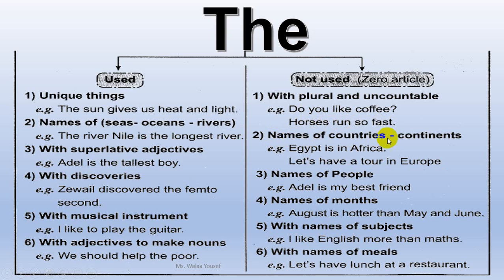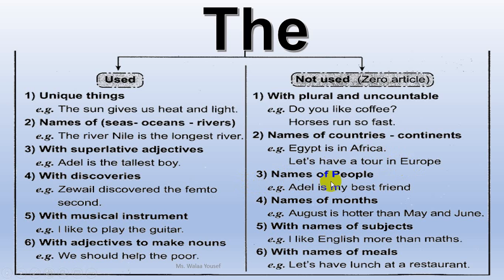Number two, names of countries and continents. Egypt is in Africa. Egypt, country; Africa, continent. Let's have a tour in Europe.